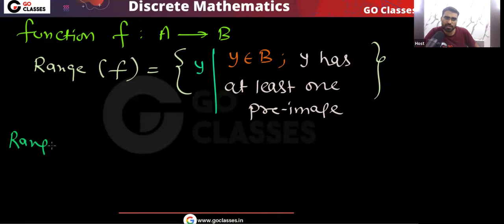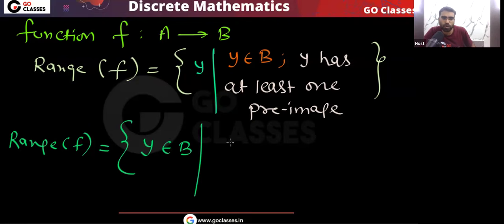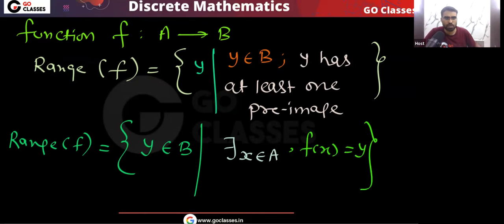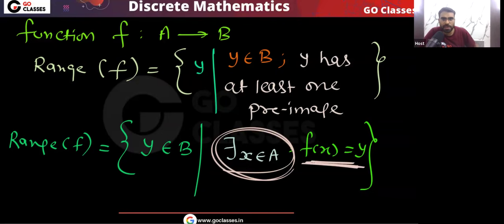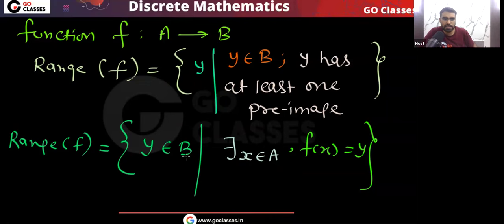I can also say that the range of f will be those elements of set B, those elements of codomain, such that there exists at least one element x in the domain such that f of x is equal to y. Range will have those elements of codomain such that there is at least one element in the domain which is mapping to y. Is this clear? Very simple point.